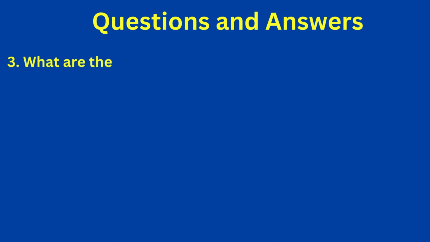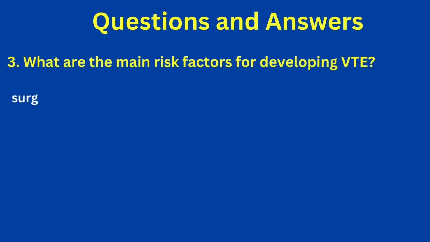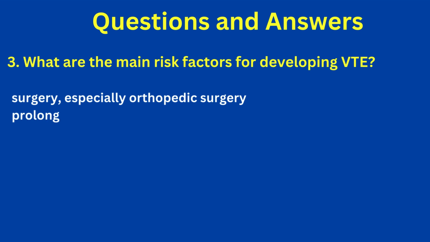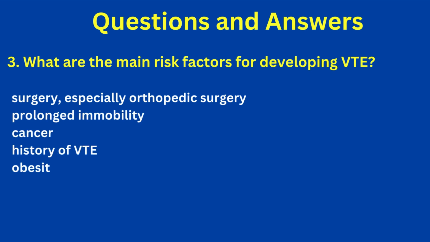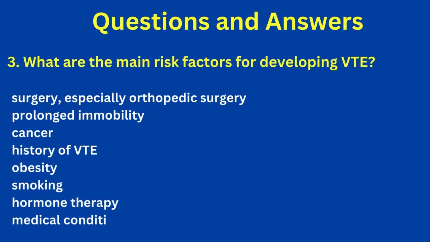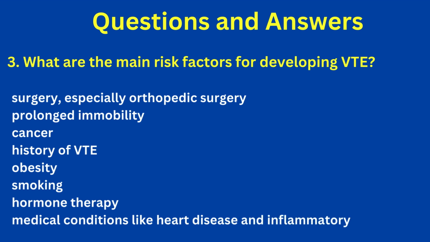Question 3. What are the main risk factors for developing VTE? Key risk factors include surgery, especially orthopedic surgery, prolonged immobility, cancer, history of VTE, obesity, smoking, hormone therapy, and medical conditions like heart disease and inflammatory disorders. Identifying these risks early is essential for implementing appropriate prophylaxis measures.